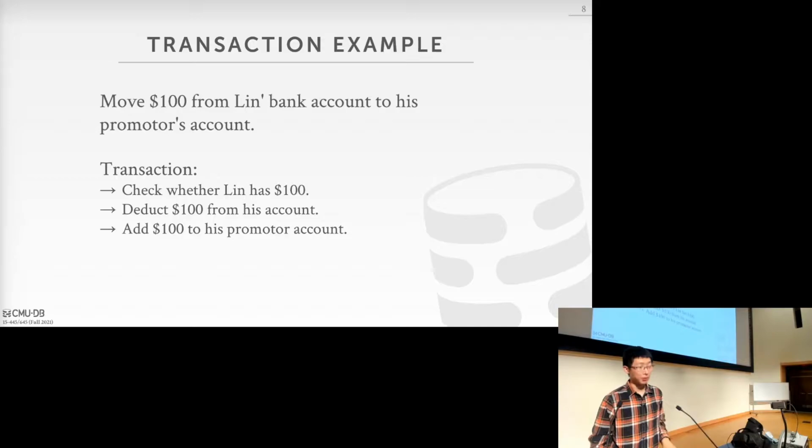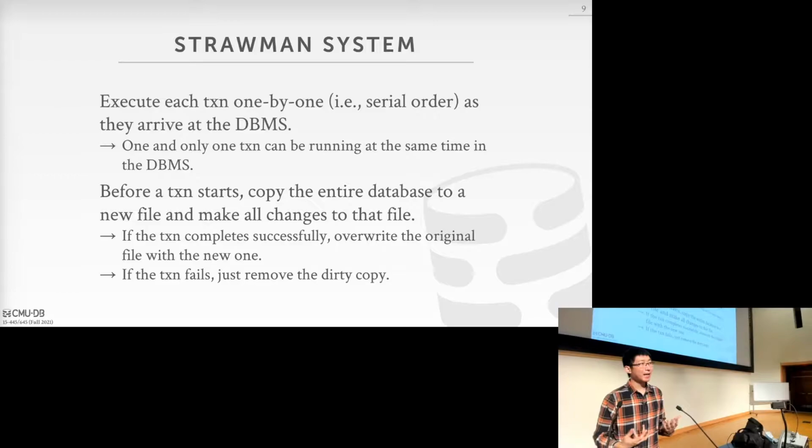So how do we achieve that? Well, we can actually imagine a strawman approach. Let's just start with that. How about we just enforce the system to execute one transaction after the other? If there's a transaction to transfer money, you execute that transaction. If that transaction is still executing but another transaction arrives, you just queue them up and then execute one transaction after the other. And then how do we ensure that the correct update is always persisted in the system?